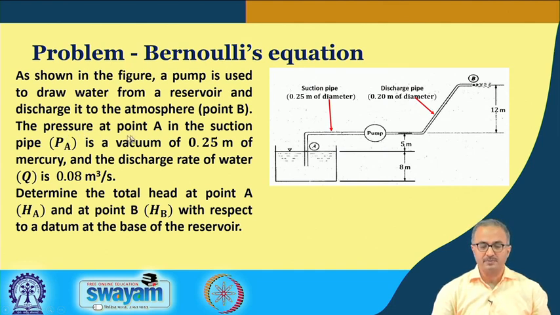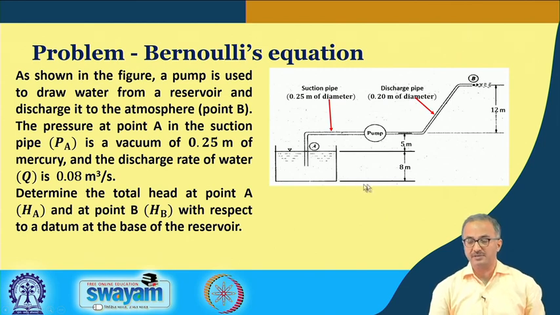The pressure at point A is a suction pipe. So, this is a suction pipe and the pressure is taken as a vacuum, that is, it is below the atmospheric pressure. So, this is a negative gauge pressure. The rate of discharge is 0.08 cubic meter per second. And it is asked to determine the total head at point A and point B with respect to a datum at the base of the reservoir.